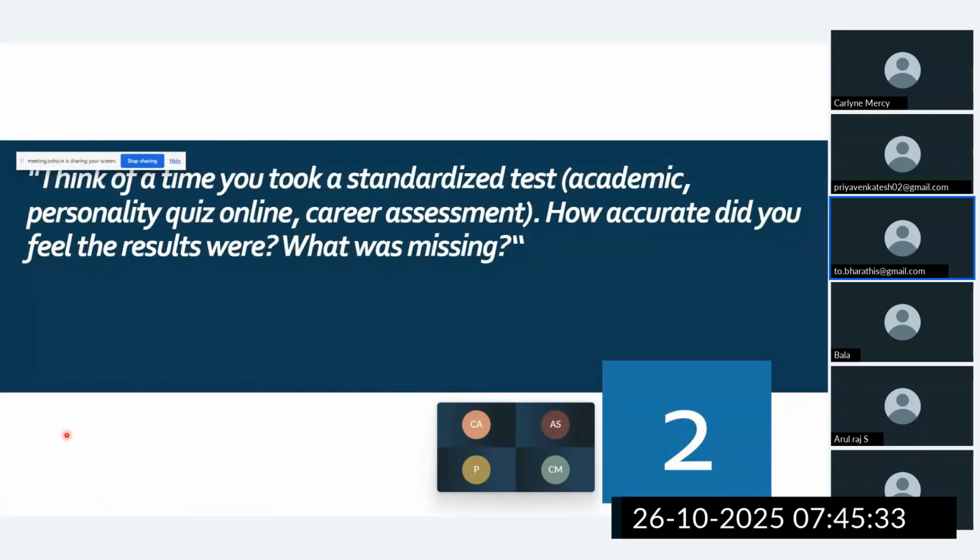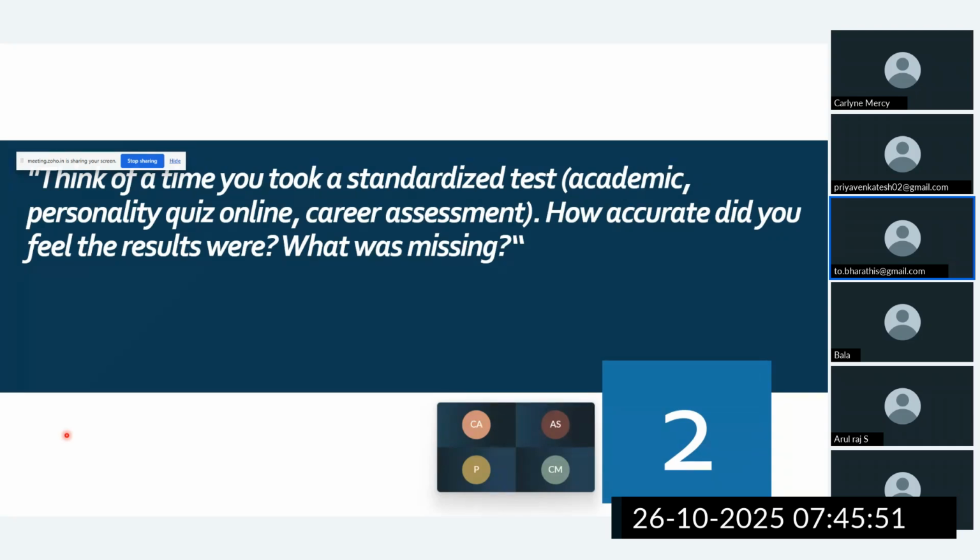Since the first thing we are going to talk about is tests, has any one of you taken any test recently which was administered online, or taken any paper-based test, right?